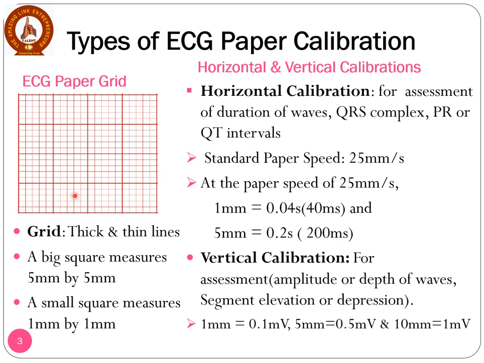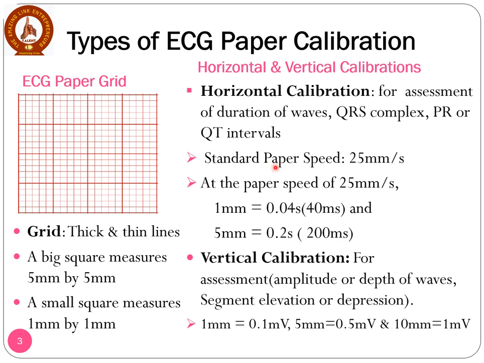With regard to measurements, along the horizontal axis, there is horizontal calibration for time measurement. This horizontal calibration assists in assessment of duration of the waves, duration of QRS complex, then duration of PR interval and QT intervals. This is done at a particular speed.